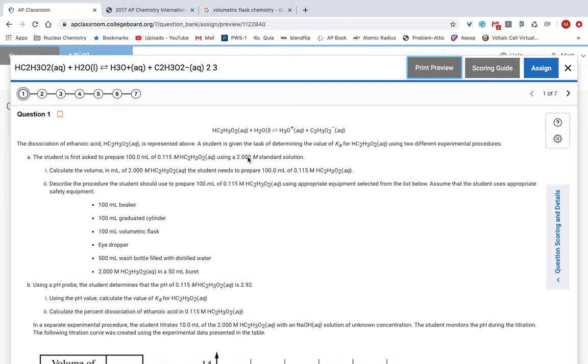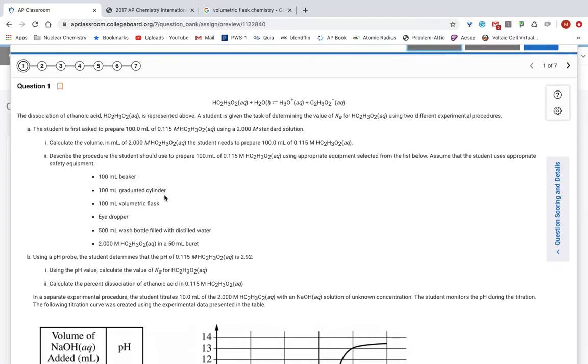So what that means is you would actually have to put about 94.25 milliliters of water with 5.75 milliliters of this to have this concentration at 100 milliliters. So simple MV = MV. Next part's a pretty common question.